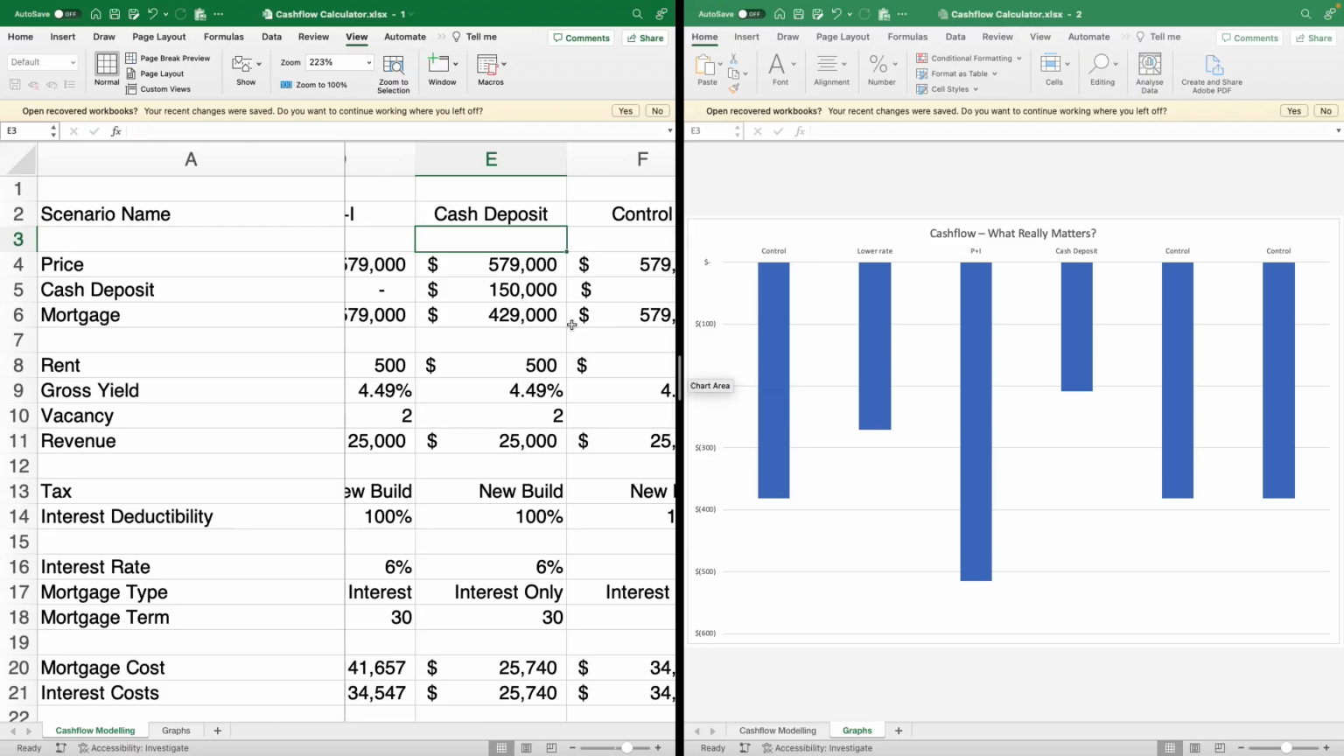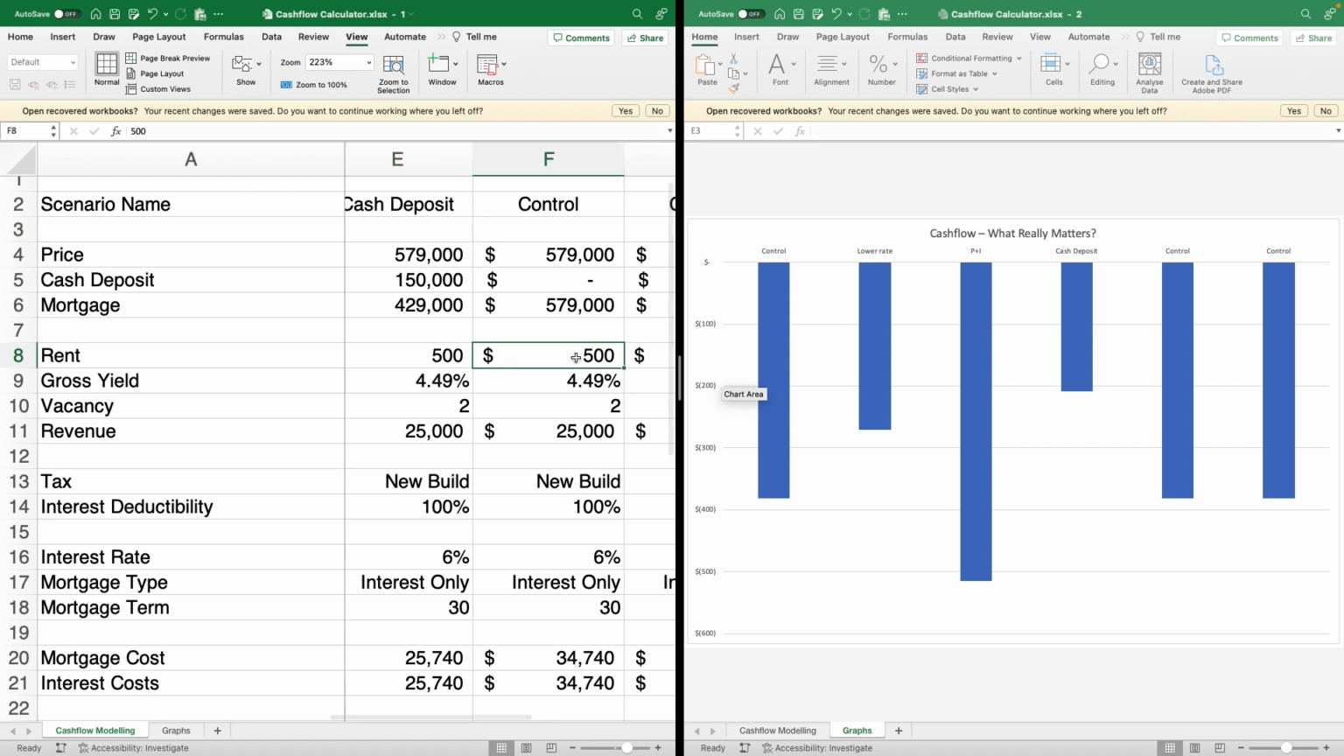So in this example, we've got the same property, the same purchase price, the same rent, but you can have vastly different cash flows based on how you set it up, the interest rate you have, the mortgage type you have, whether you use a cash deposit. And the other thing I want to focus on is the yield of the property.